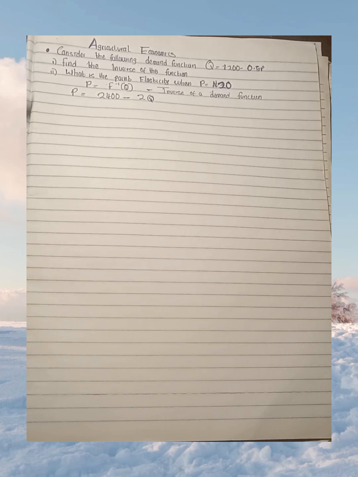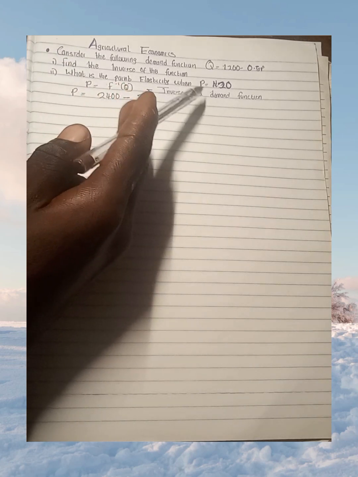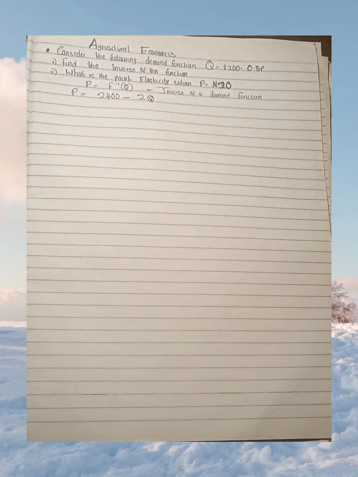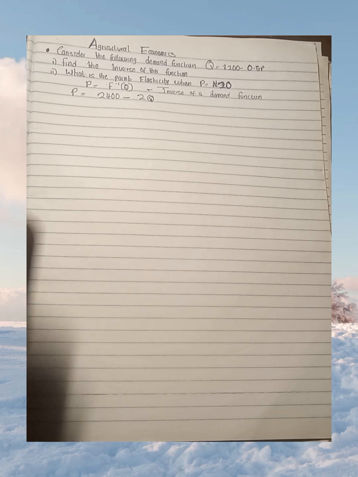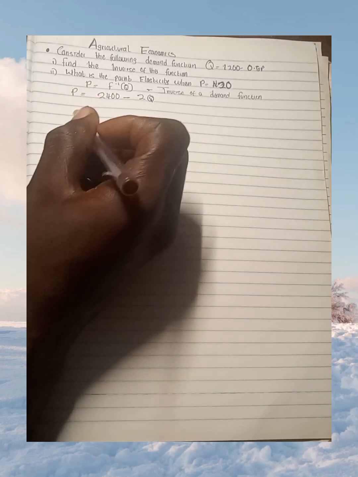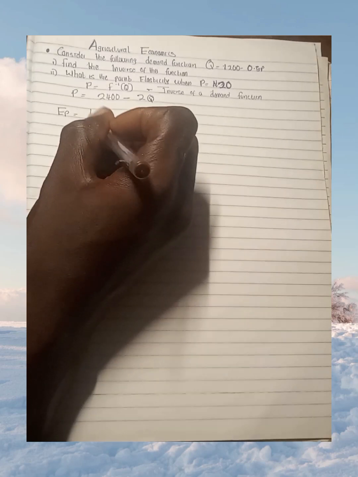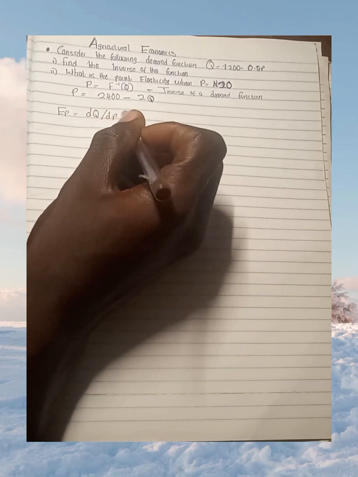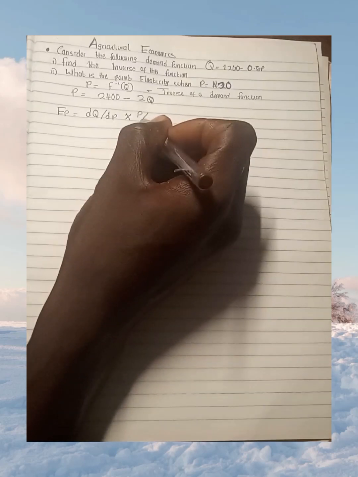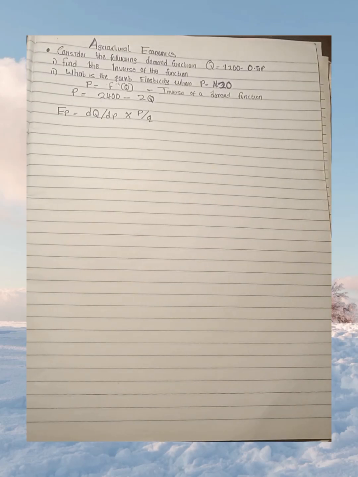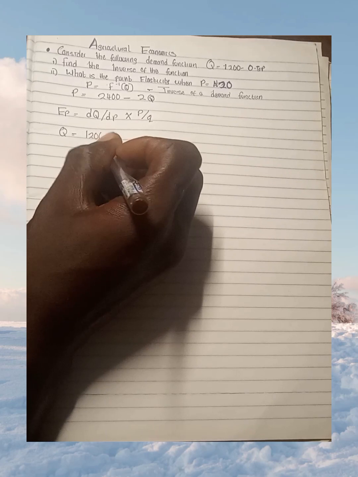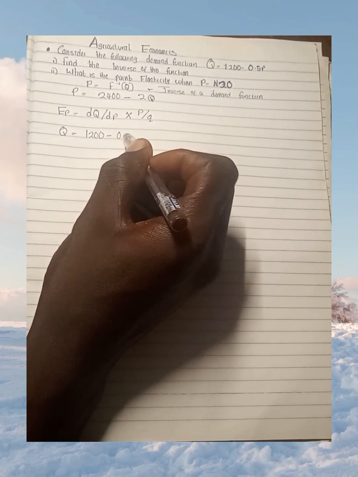Now, what is the point price elasticity when the price is 20 naira? The only thing that we are going to be doing is that, recall that the symbol for point price elasticity is EP. The formula is EP equals change in Q over change in price, multiplied by P over Q. So in our question, Q is equal to 1200 minus 0.5p.